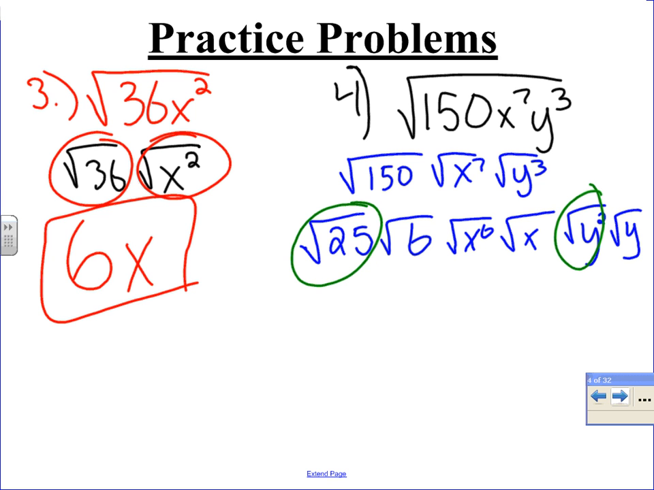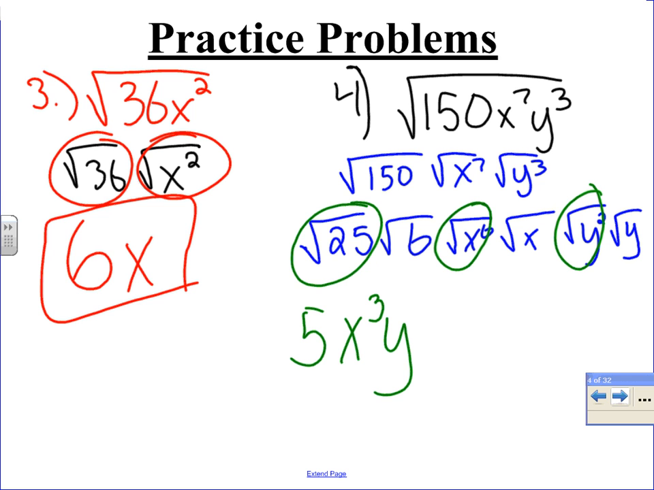Which other exponent is even? Good. So remember, guys, any variable that has an even exponent is perfect, so circle it. Okay, so let's take the square root. The square root of 25 is 5. The square root of x to the 6th is x to the 3rd, divided by 2. The square root of y to the 2nd is y.